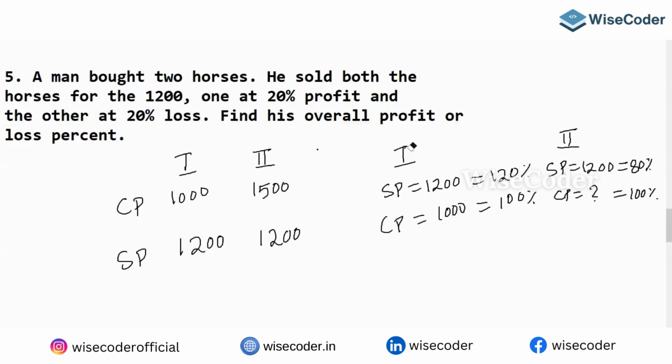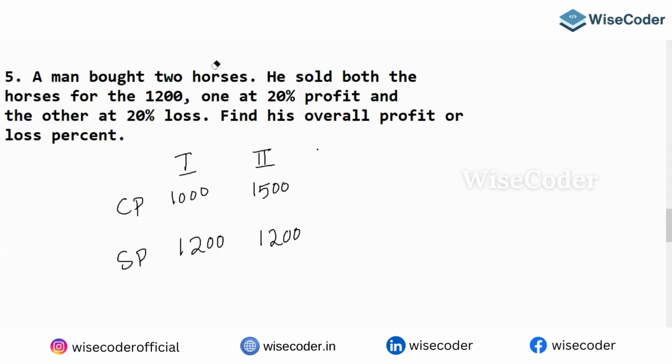Let me erase these things. I hope you are done with these particular values. Now, what is the total? The total cost price is 2500. The total selling price is 2400. That fellow bought it for 2500 and sold it for 2400, so definitely that fellow is in loss.